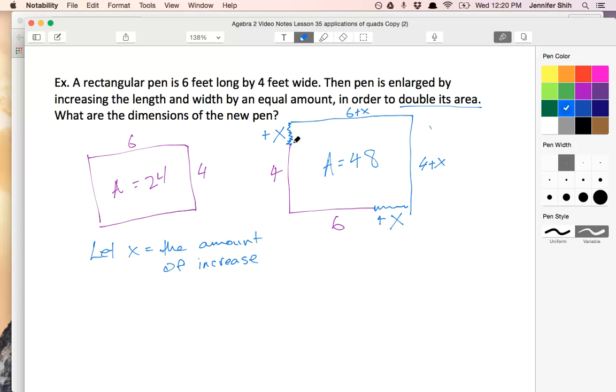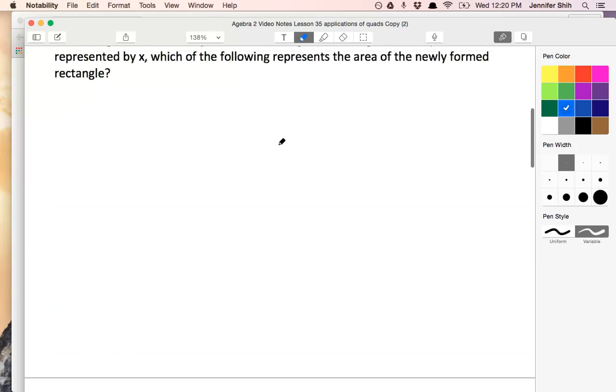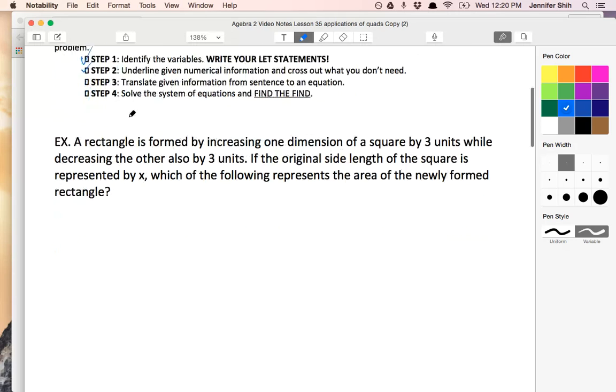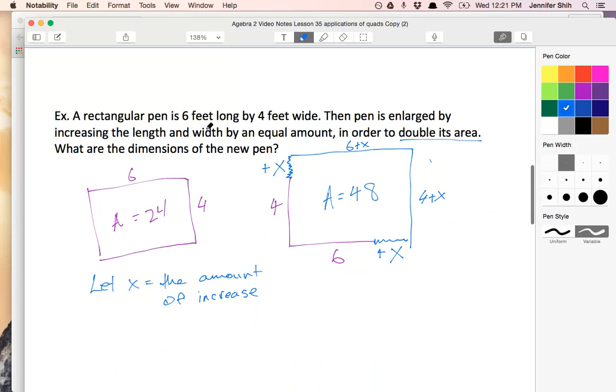Let's underline on step 2 of our notes. It's underline given numerical information and cross out what you don't need. We already did step 1. Now we're going to do step 2. 6 by 4, so we know that is 24 feet squared. And then increasing means to add.